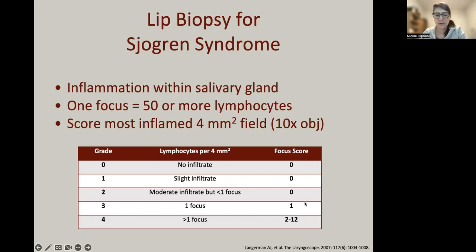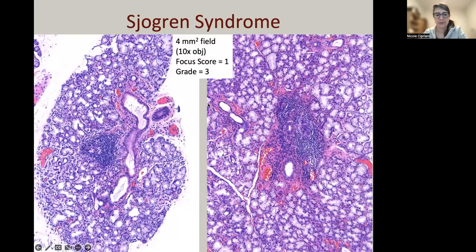We grade this according to a focus score, where there's no infiltrate, slight infiltrate, moderate infiltrate, and then a focus. A focus is at least 50 or more lymphocytes, well defined. And we score the most inflamed, essentially 10x objective field. And so anything with one or more foci is considered relatively predictive of Sjogren's syndrome. So that would be a grade 3 or a grade 4. Anything less than a focus is not really predictive. So in this case, we essentially see one small cluster of lymphocytes. And if you count them, 50 is not a lot, right? So each of these fields would represent a focus score of 1.